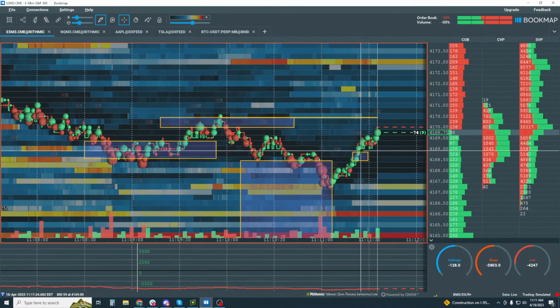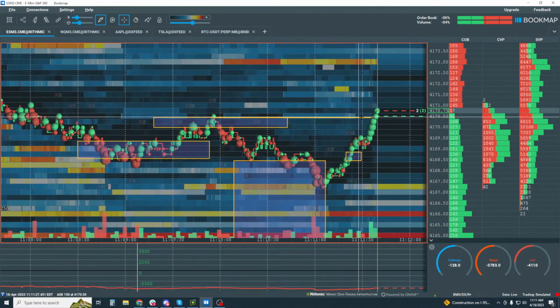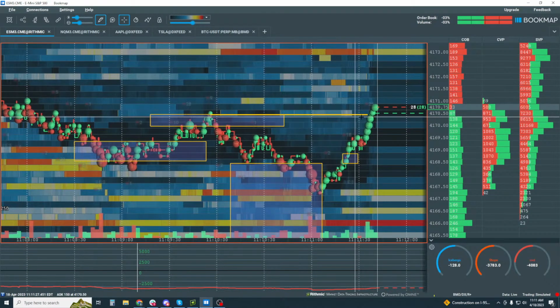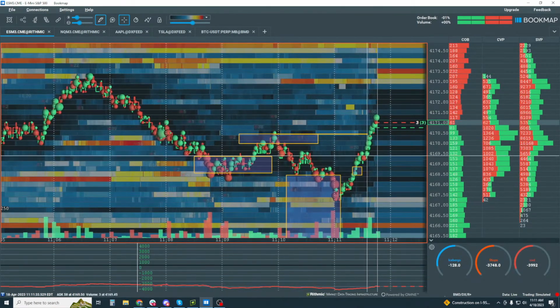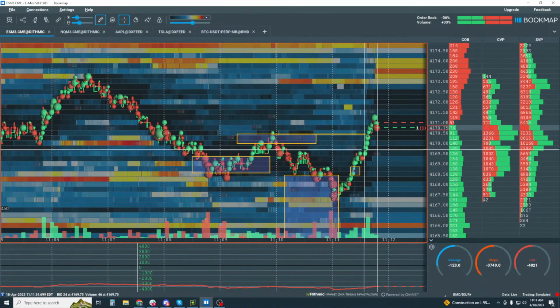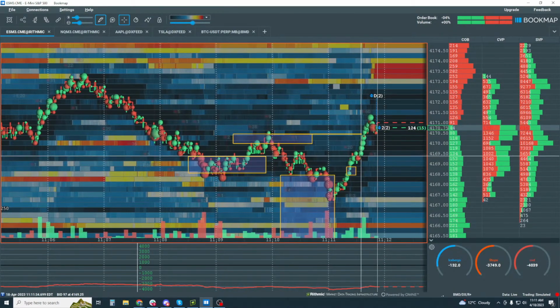Okay, I like to get in around here when I see that strong buying. I like to get out right there, right now, for just a partial. I'm still looking for a bigger move here. Okay, see the strong buying coming in? That's different, right? That looks different now.